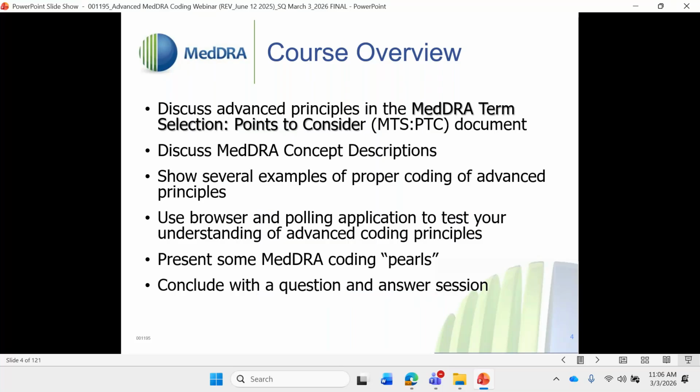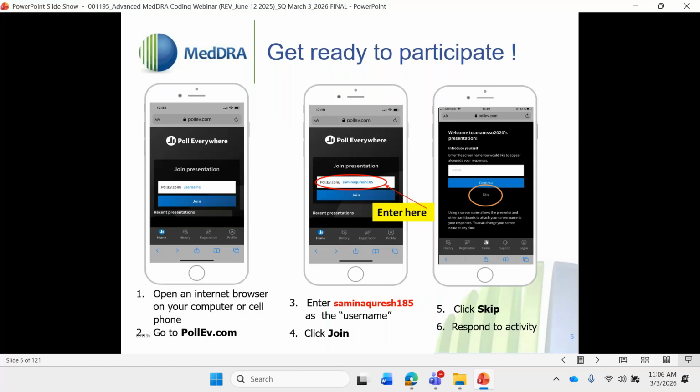Okay, so let's start. I would request everyone, either if you're using your internet browser on your laptop or you're using your cell phone, to go to pollev.com. And once you go to pollev.com, enter as username what's in red on this slide, SAMINAQURESH185. So use that as the username, and you'll be able to join me as I perform my exercises. After putting the username, click join, and on the next page you don't need to do anything, just hit skip, and that'll take you to the activity.